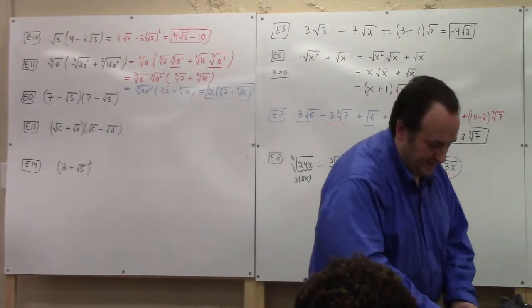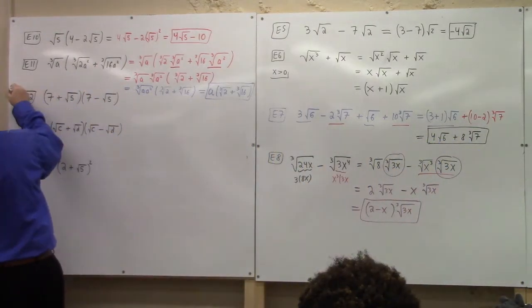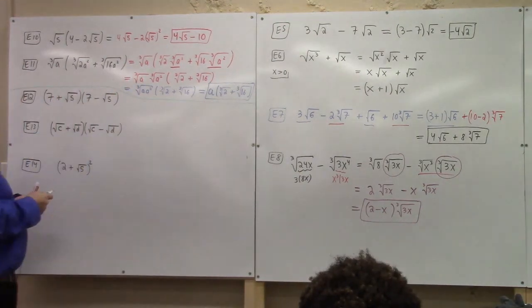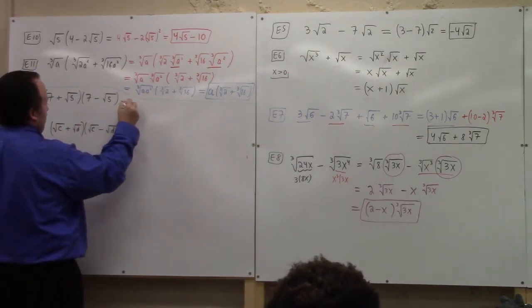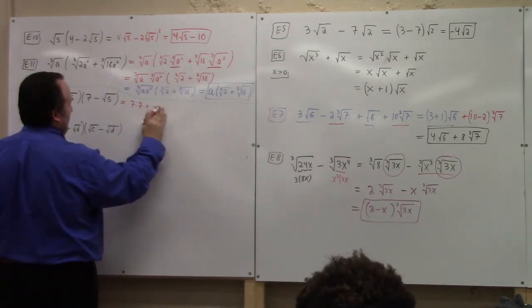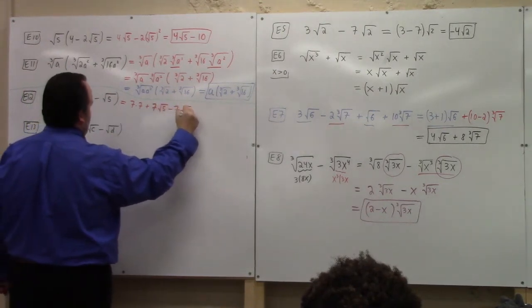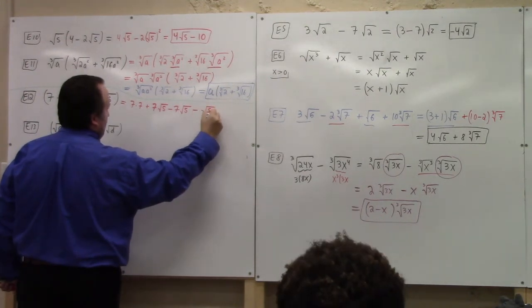Let me put a dividing line between these problems here. I think I estimated the amount of space example 11 would take a little bit poorly. How do you multiply numbers like this? Well, you just basically FOIL, right? Distribute. So this is going to give us 7 times 7 plus 7 times, I'll write the 7s first, 7 square root of 5 minus 7 square root of 5 minus the square root of 5 times the square root of 5, right?